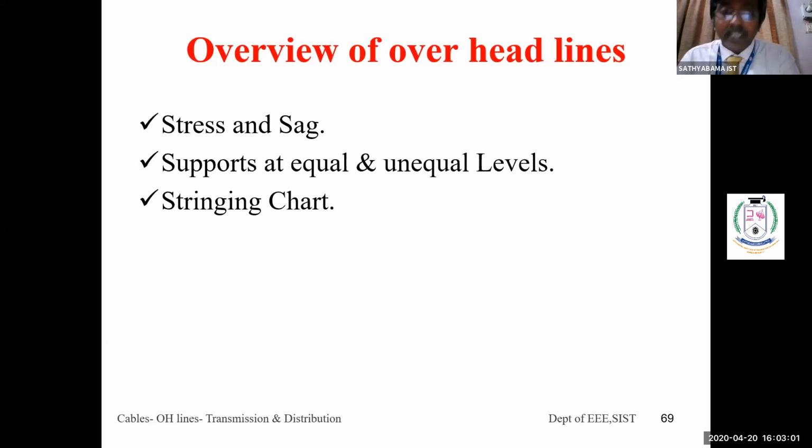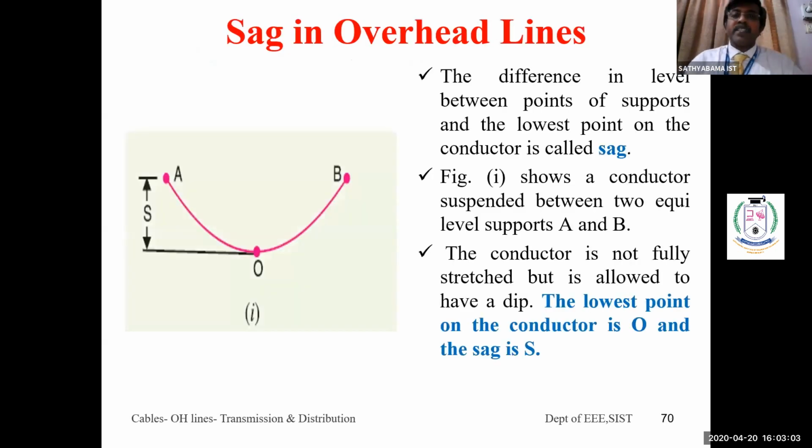Let us see what the sag is. So this is the sag. I think you can easily understand. Please see the diagram, A and B. We have to consider the supports. So two supports, A and B, at equal levels. So this is your transmission line. The transmission line is bending. In the lower part, the lowest point you have to consider is O.